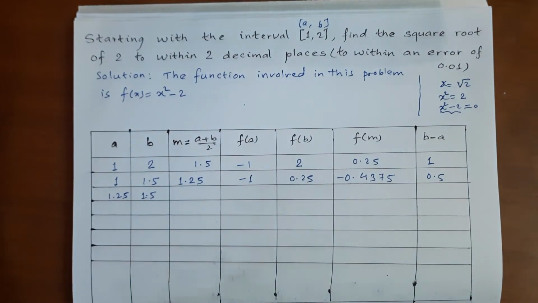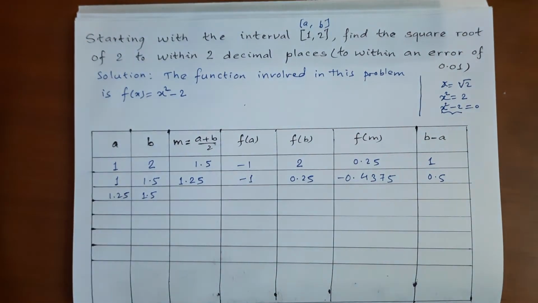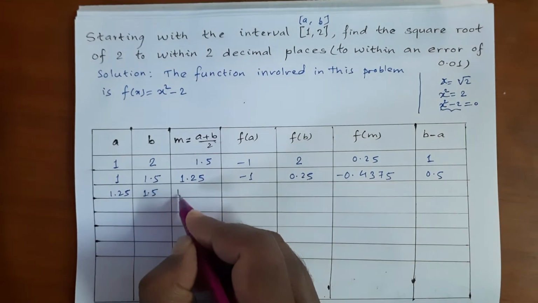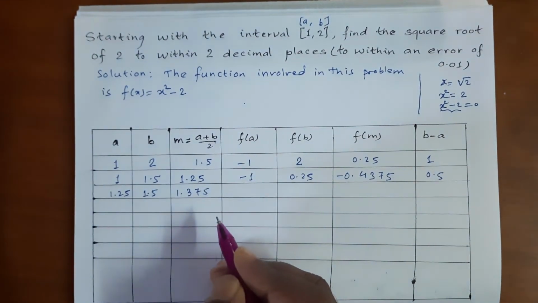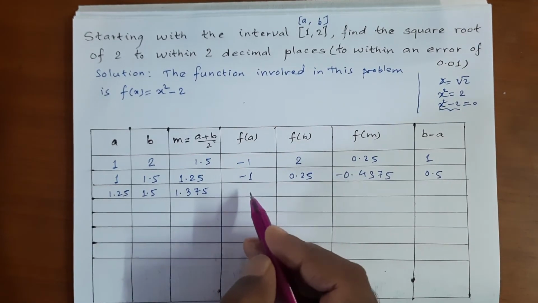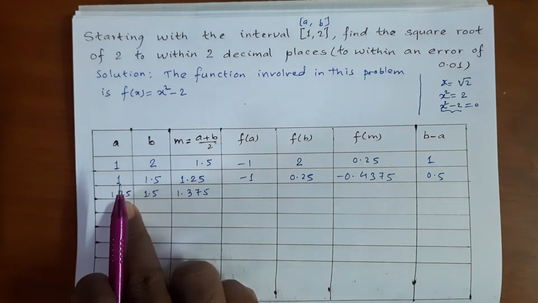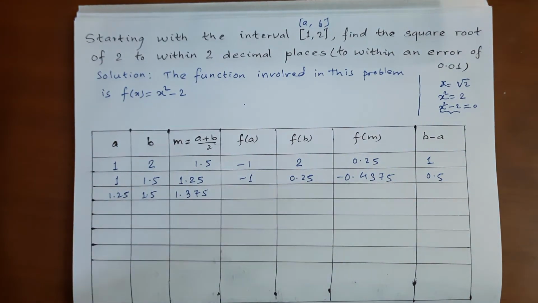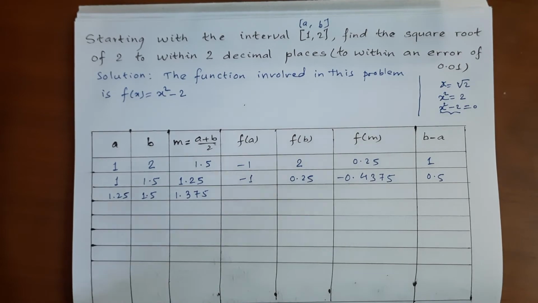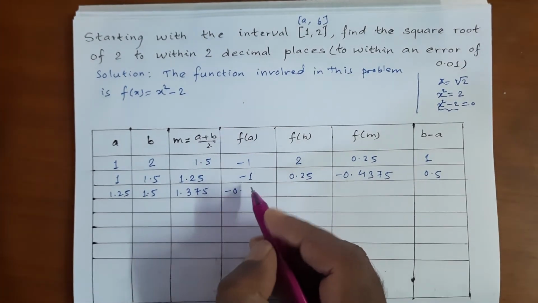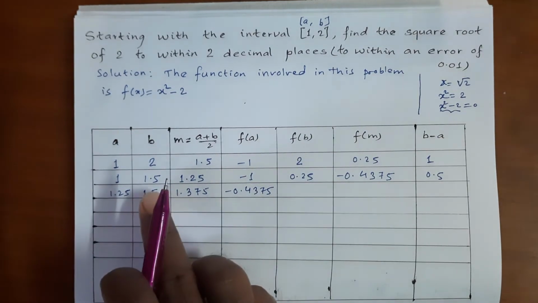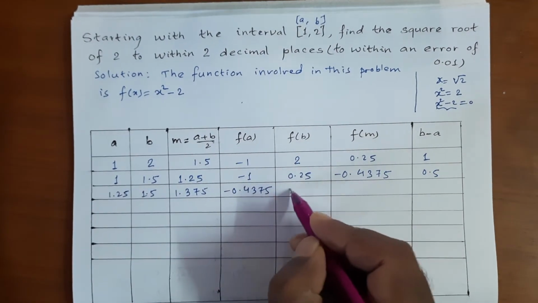Now, like before, we'll find the midpoint. 1.25 plus 1.5 divided by 2 will be 1.375. That is the midpoint of these two points. Let's find fa. In place of a, we put 1.25. 1.25 squared minus 2 will be minus 0.4375. And fb, putting 1.5, will be 0.25.